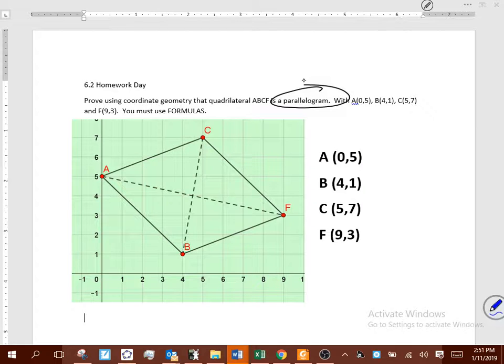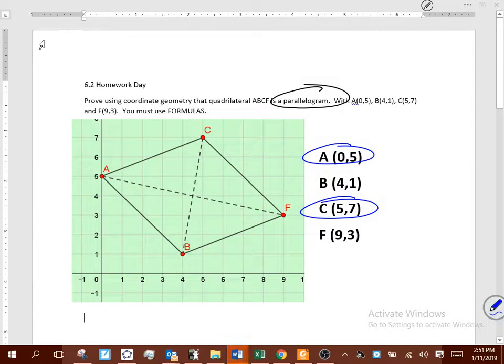We have to meet the criteria that's presented in the definition. Kenyon said that both pairs of opposite sides are parallel, right? When we're working in the coordinate plane, what characteristic about lines or segments will tell us they're parallel? They have the same slope. So we're going to look at AC, and we're going to figure out if the slope of AC is the same as slope BF. Is that all right?